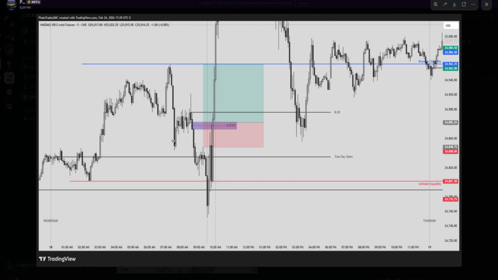Here it is right here again. Buy side liquidity, sell side liquidity. 9:30 opens up. This is a dash line. We drop down. We took out sell side. It comes back up into the range.